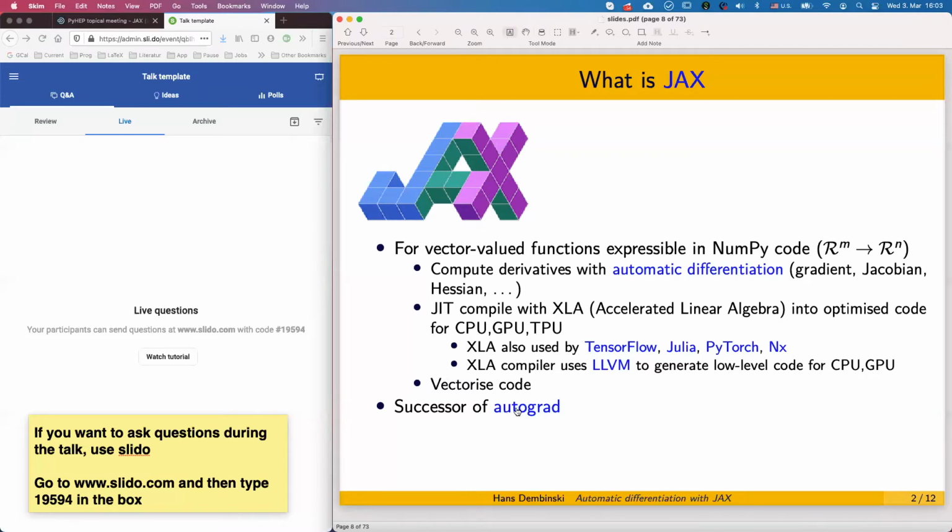It's the successor of another package called Autograd. So if you used that before, you should be at home. It mirrors the NumPy API, which I find very nice because if you already know NumPy, then it's easy to use this. And it's powered by Google, so it's not a small project. This has big industry behind it.